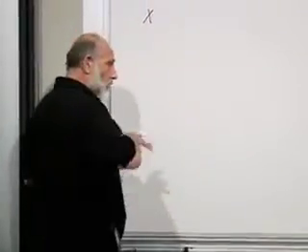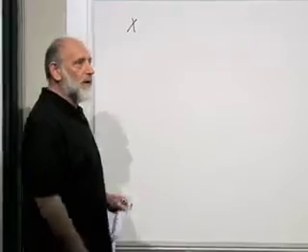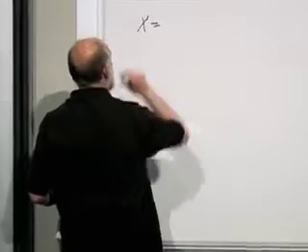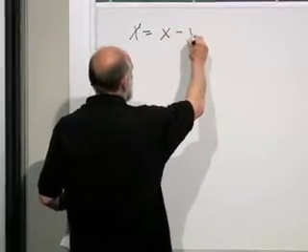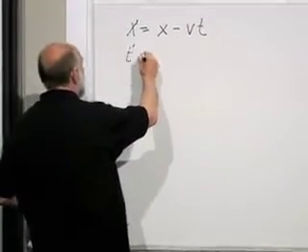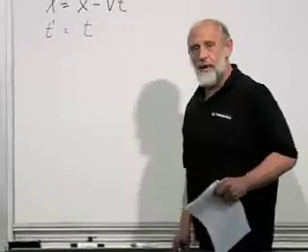For example, for motion along a one-dimensional line, the relationship between the coordinates in a moving railroad train and the stationary station are x prime is equal to x minus the velocity of the train times t, and t prime is equal to t. Time is the same for everybody, and the difference between x coordinates is just there because the origin of the moving frame is moving with velocity v relative to the stationary frame.